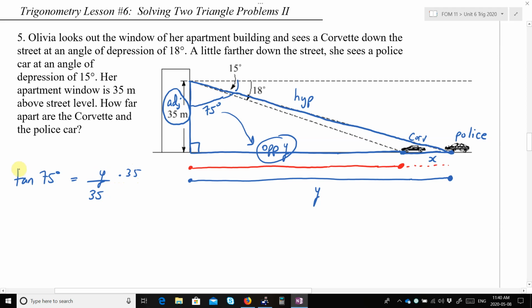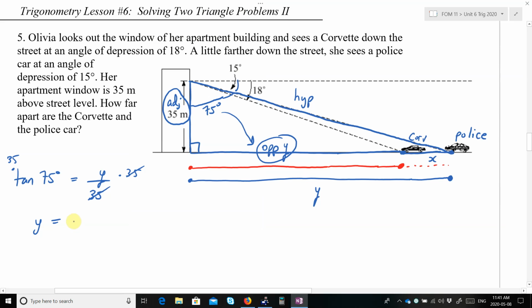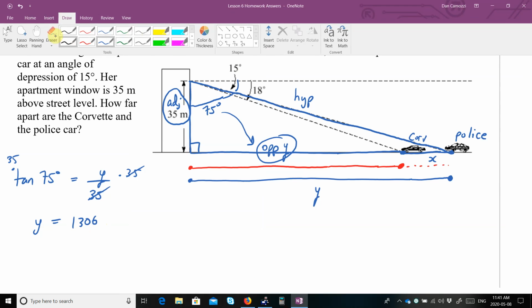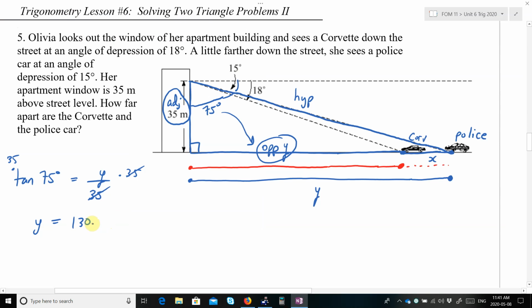Then multiply both sides by 35. 35 tan 75, and we get our Y length of 130.6. So Y is 130.6 meters.